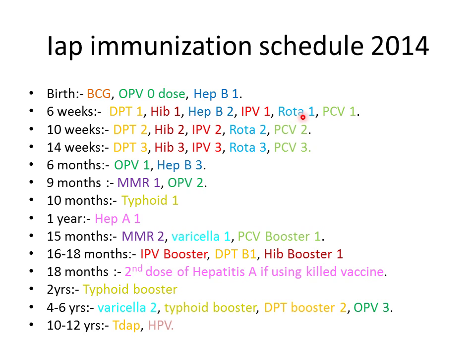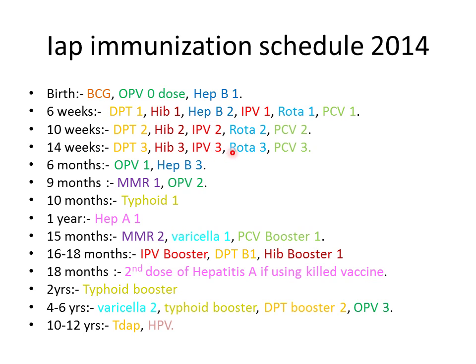The difference from the national immunization schedule is that here, instead of OPV, IPV1 is given, and the additional optional vaccines given are rotavirus 1 and pneumococcal vaccine 1. At 10 weeks, all the vaccines are given for the second dose except hepatitis B2, and at 14 weeks, all the vaccines are given for the third dose.